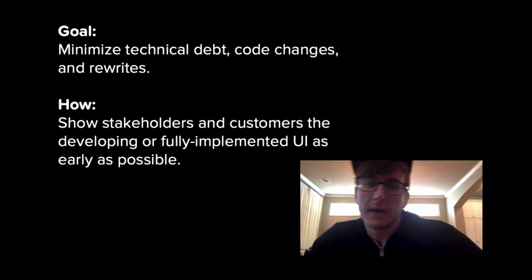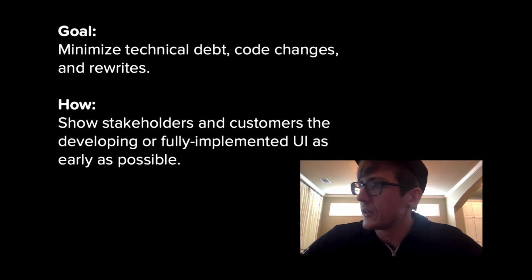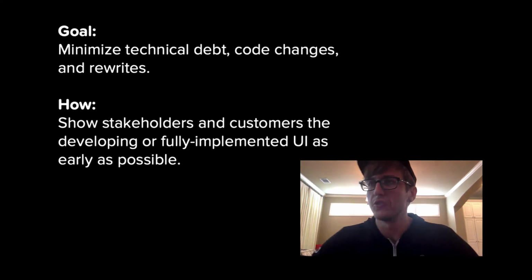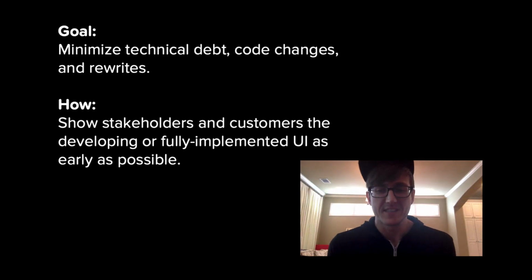So if our goal is to minimize technical debt or complexity debt, take your pick, code changes and rewrites, then we need to show stakeholders and our customers the UI as it develops and as early as possible. Because the sooner they can get their hands on it and click around in there, even if it's fake, the sooner they're going to realize that their changes need to be made, right? And then that will save you throwing away weeks of work where the UI didn't exist yet and everybody was guessing and guessing wrong, because that's what every guess is in that situation pretty much. Not always, but it's going to be mostly wrong.